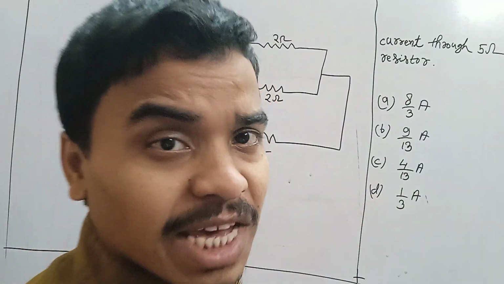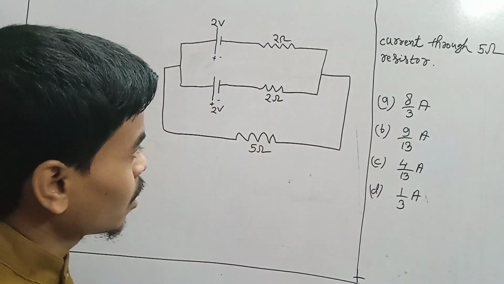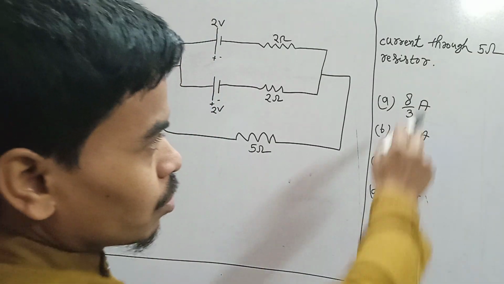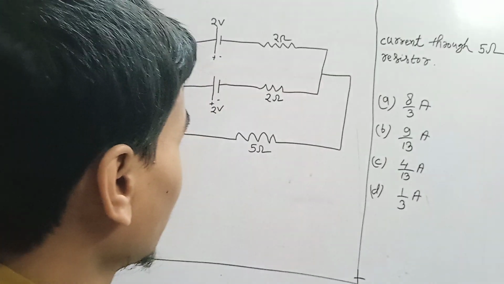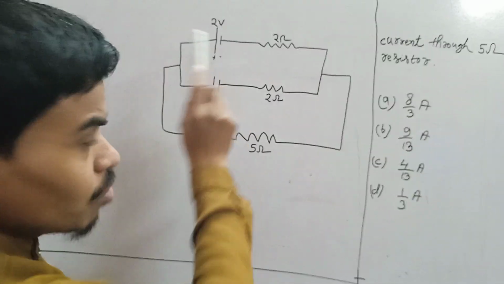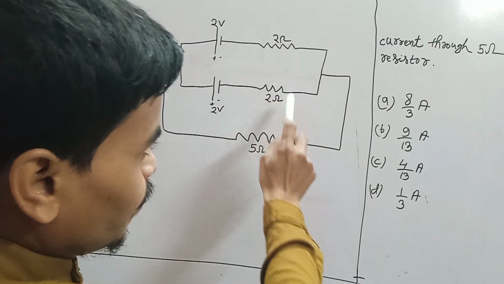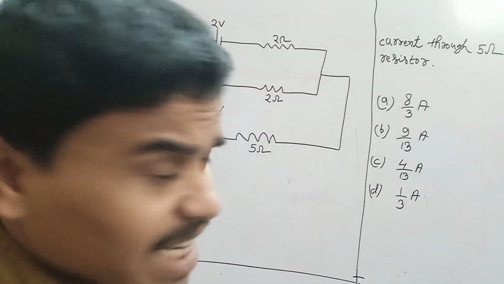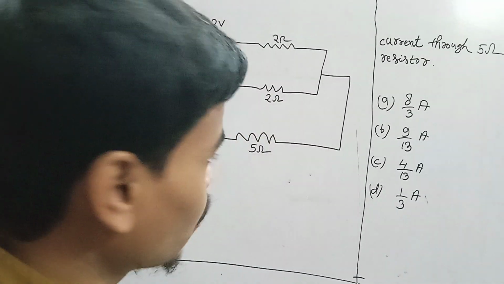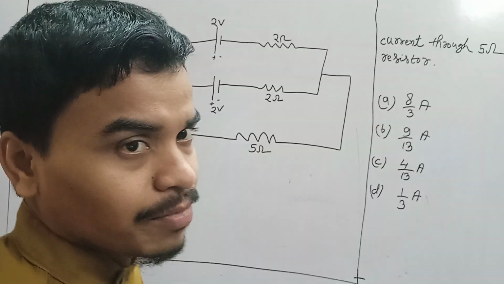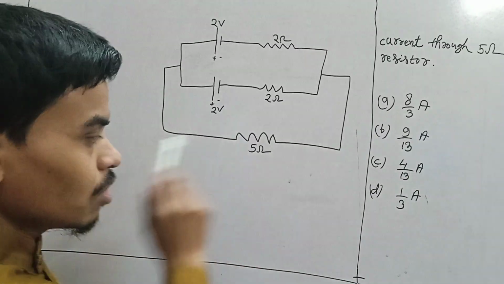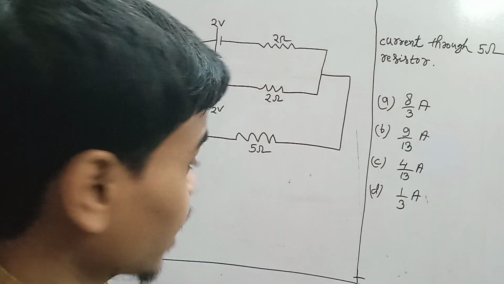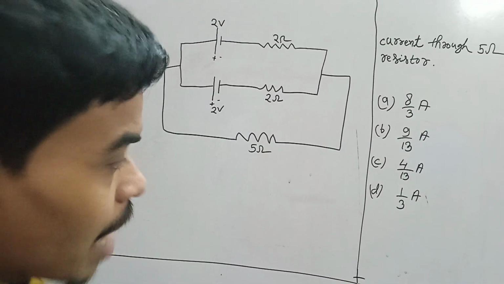So here we can see a diagram, and we have to find the current through the 5 ohm resistor. Here we can see there is a 2 volt battery and two resistors connected in series, with values of 2 ohm and 5 ohm. We have to find the current through the 5 ohm. Let's assume that the current through the 5 ohm is I1.